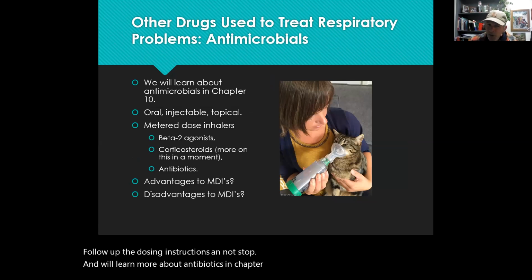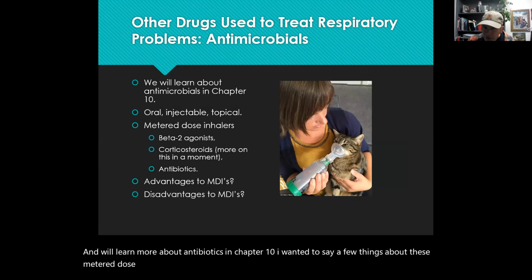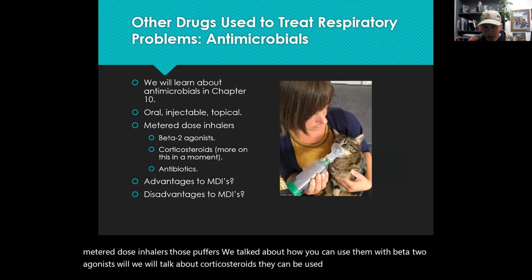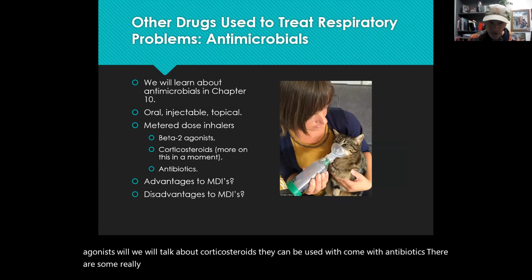I wanted to say a few things about these metered dose inhalers, those puffers. We talked about how you can use them with beta 2 agonists. We will talk about corticosteroids. They can be used with antibiotics. There are some really cool advantages to these MDIs.